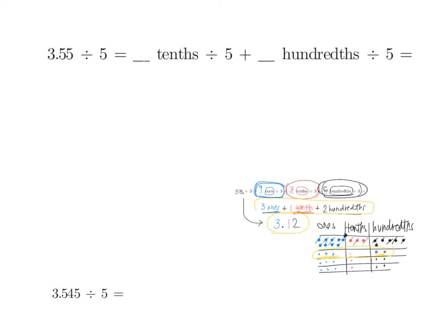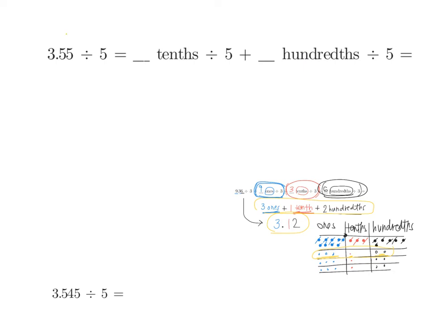This one's tricky because if I divide it into 3 ones, can I do 3 ones divided by 5? No. Does that work easily? No. Can I do 3 divided by 5? No. Why not? Is that a math fact we know? No. So we don't want to do it like that.